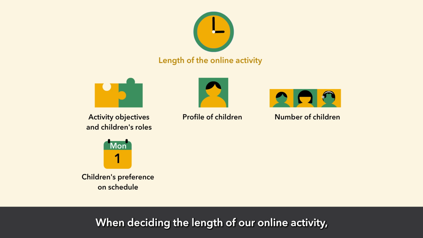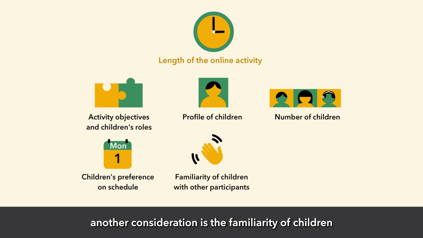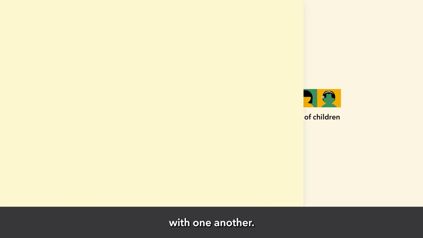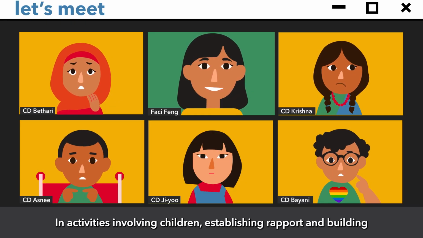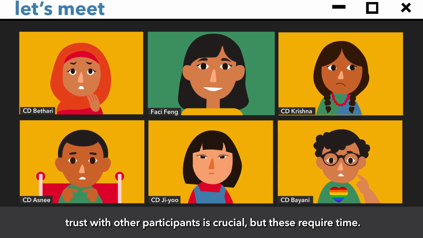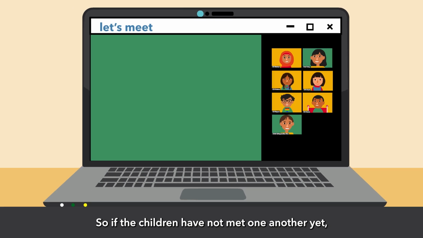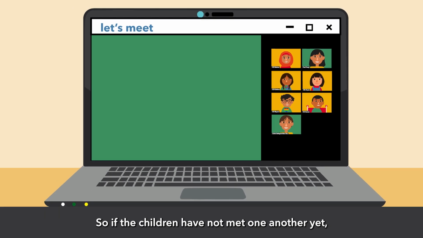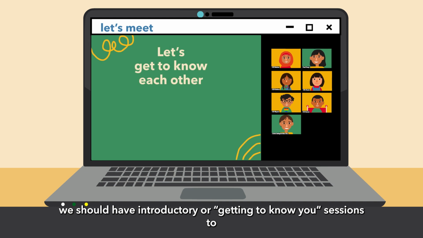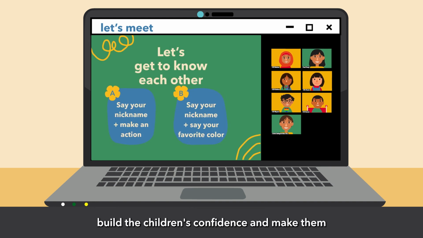When deciding the length of our online activity, another consideration is the familiarity of children with one another. In activities involving children, establishing rapport and building trust with other participants is crucial, but these require time. So, if the children have not met one another yet, we should have introductory or getting to know you sessions to build the children's confidence and make them more comfortable to participate.